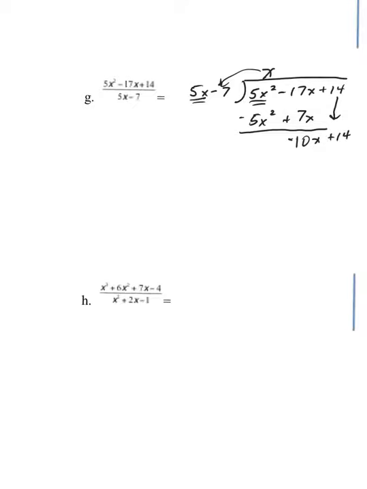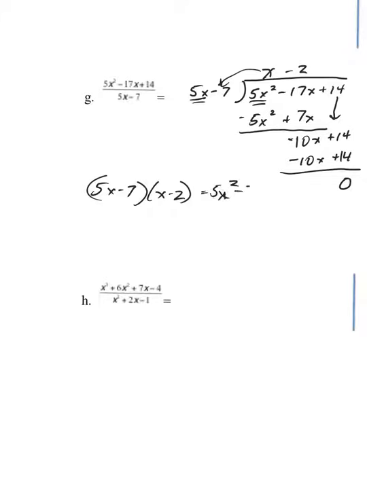Do the process again. 5x goes into negative 10x. Well, if you divide it in, it becomes negative 2. And now I multiply the negative 2. I get negative 10x. Again, they match. That means I did the right thing. Minus 2 times a minus 7 is plus 14. And these two numbers match. Therefore, their difference will be 0. So, as Mr. Hawk would like you to write, 5x minus 7 times x minus 2 equals 5x squared minus 17x plus 14.